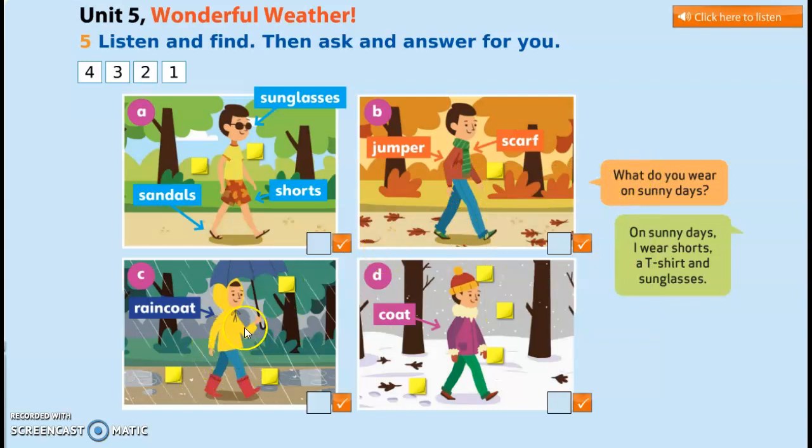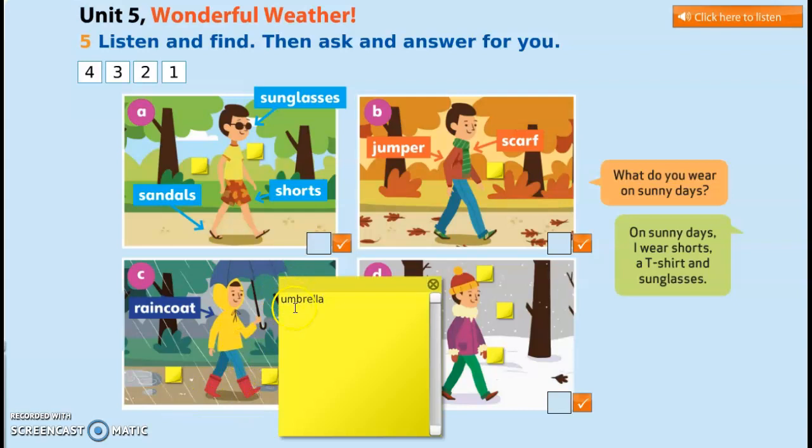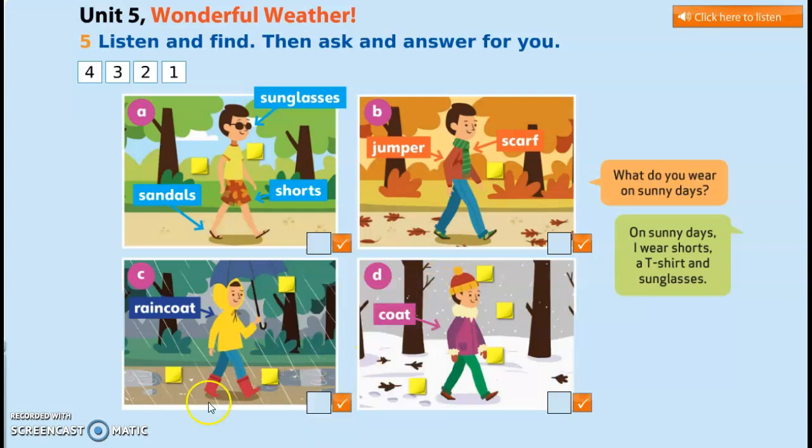Let's now go to picture C. In picture C, the boy is wearing a raincoat, which protects him from rain. Now, let's see what else he's wearing. He is wearing boots. This specific type of boots is called Wellington boots, or we can call them just Wellingtons. He is holding also an umbrella. And do you know what these are called? This is a paddle. Okay?